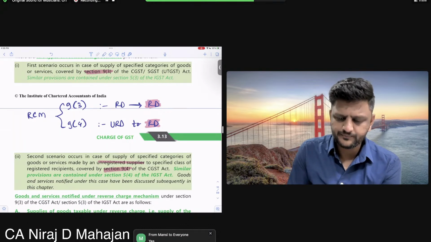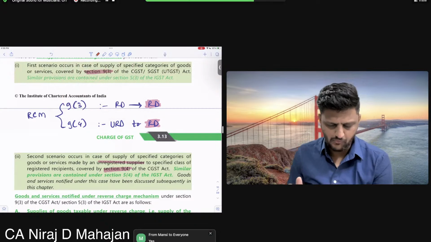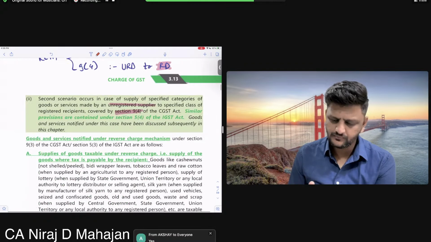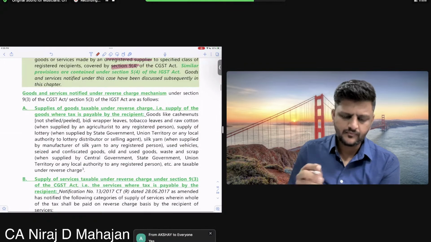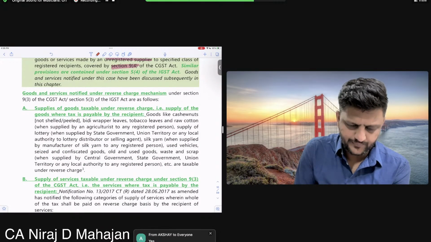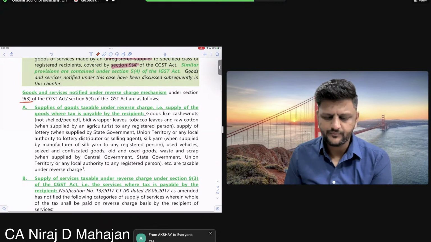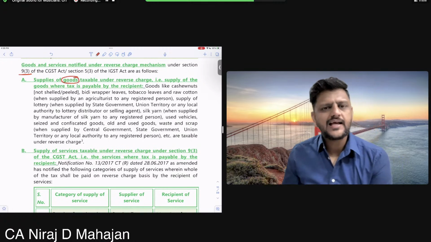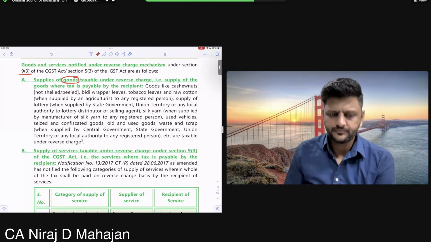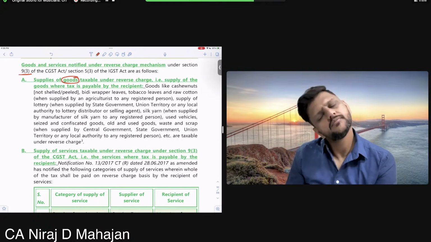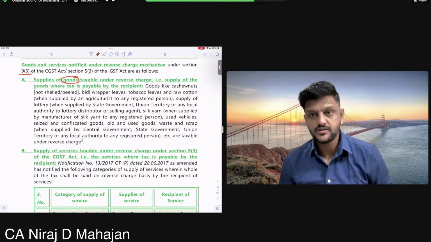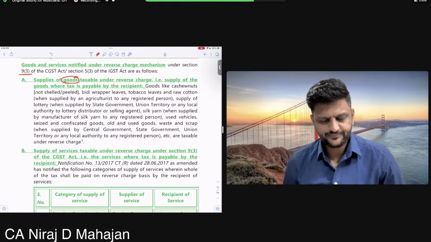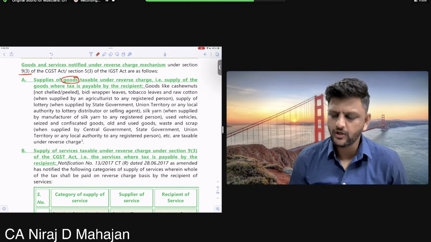Can we go ahead? Let us first focus on 9.3. Supply of goods taxable under reverse charge, where tax is payable by the recipient. Questions are not asked much on this. Pay attention. Where goods like cashew nuts, not shelled or peeled.